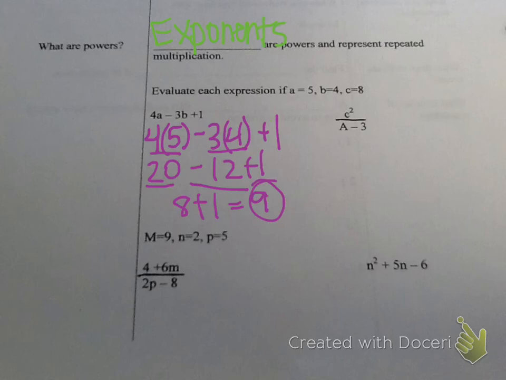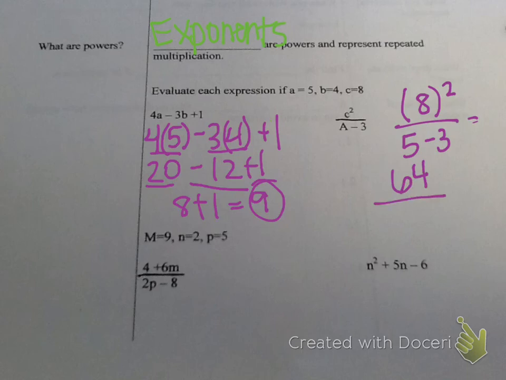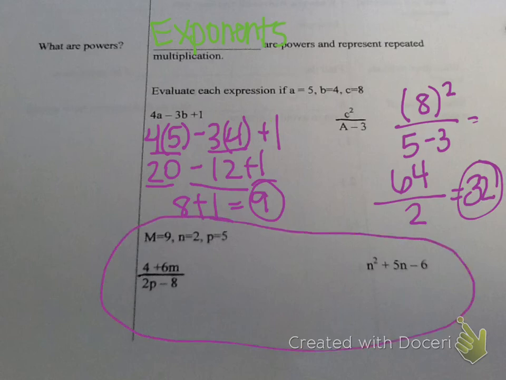Let's try the second one. C squared. Again, I would put that in parentheses. A is 5. So 8 squared is 64. 5 minus 3 is 2. And I get 32. I want you to try these 2 problems for homework. I've given you M, N, and P.